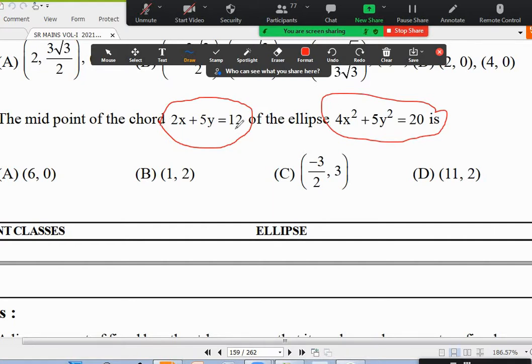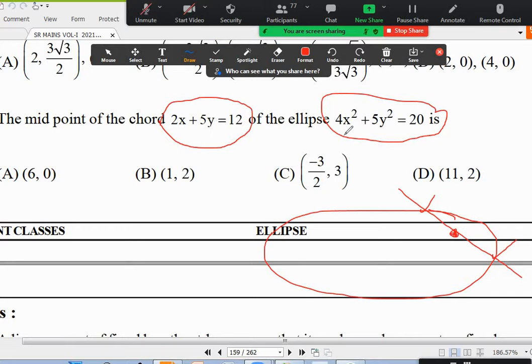Otherwise, can you eliminate y from these two? Yes? So that will give you a quadratic equation in terms of x. The roots of that are this x coordinate and this x coordinate. You don't even have to solve and find the roots. Just find the sum of the roots by 2. You will get the x coordinate of the midpoint. Is it okay?